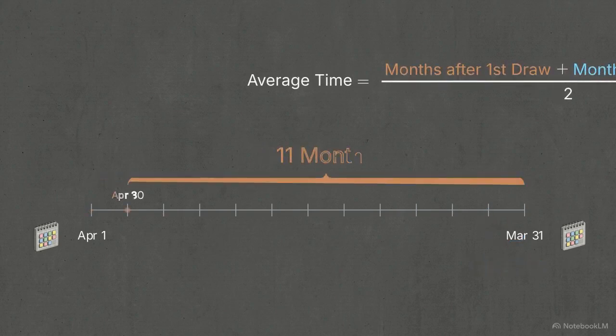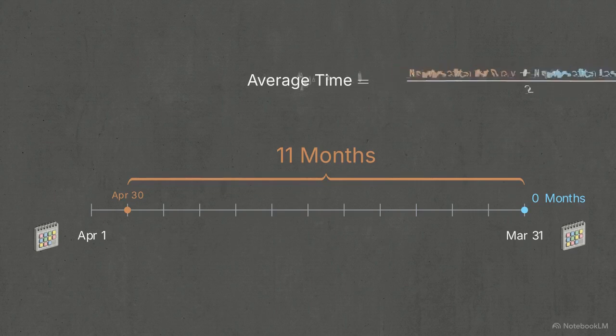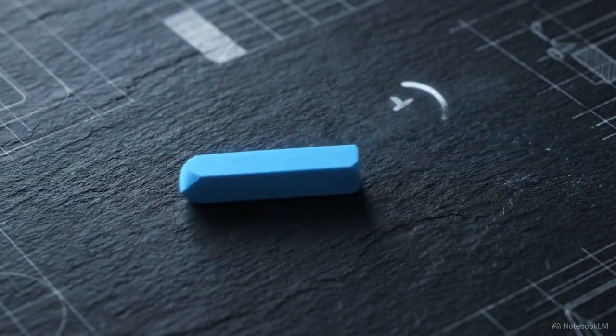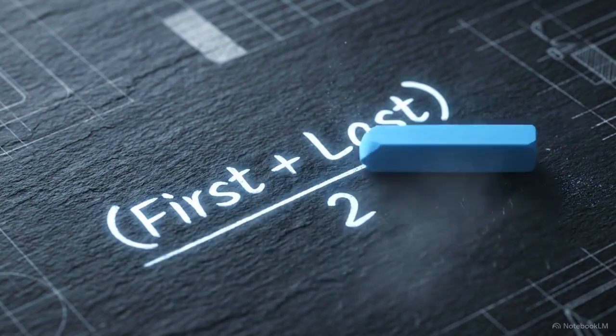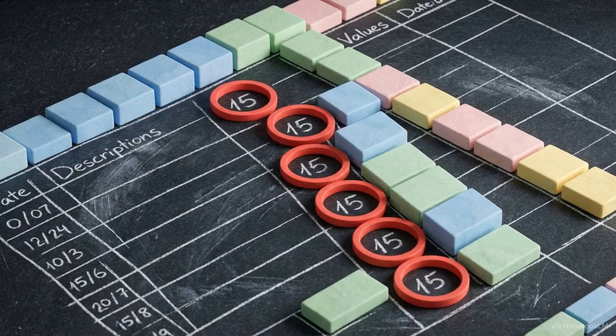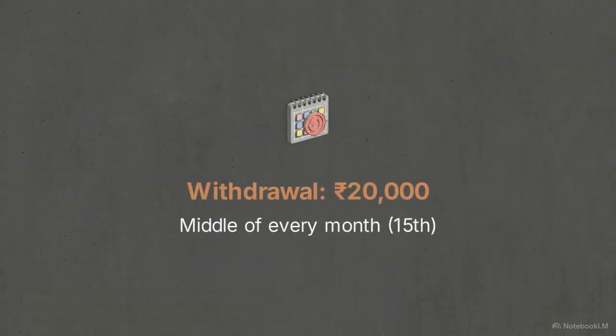If the withdrawal happens at the end of every month, the first draw on April 30th leaves only 11 months. The final draw on March 31st leaves 0. 11 plus 0 divided by 2 results in an average time of 5.5. By using this first plus last logic, you can solve for any monthly or quarterly interval without relying on rote memorization. To see how this works in a complex scenario, we will calculate the interest for a 20,000 rupee withdrawal made precisely in the middle of every month.